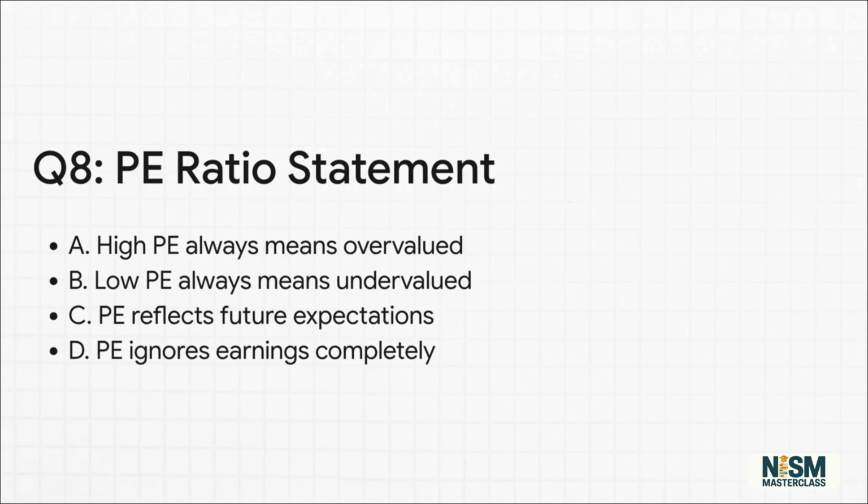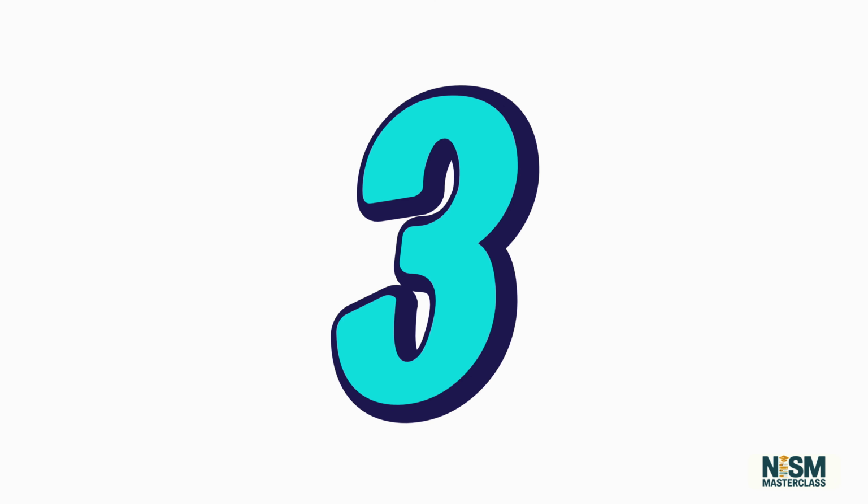Question 8. Which statement regarding PE ratio is correct? A, high PE always means overvalued. B, low PE always means undervalued. C, PE reflects future growth expectations. Or D, PE ignores earnings completely. Pause now if you need more time.